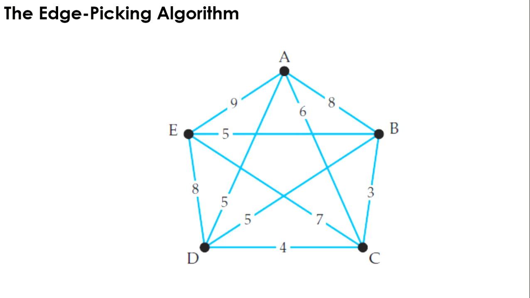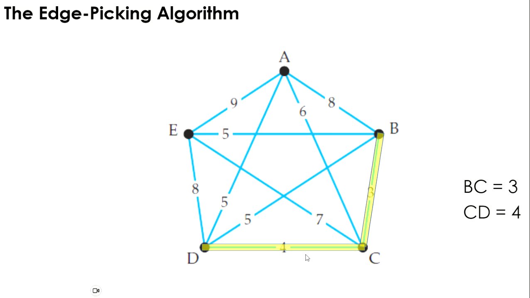Okay, so let's try to reveal the answer. Of course, we're going to start with the smallest weight, which is 3. That is BC, or CB, that's 3. Then for the next one we have 4. So we'll have edge DC or CD with a weight of 4.